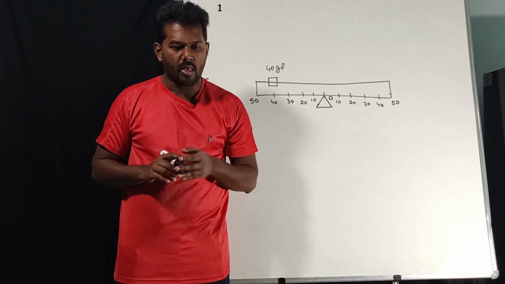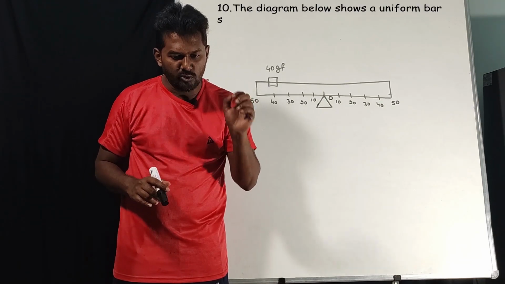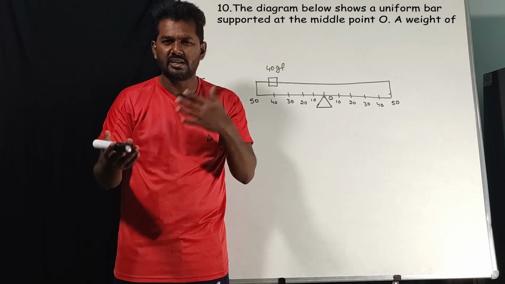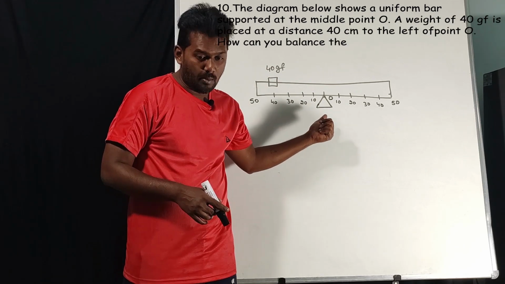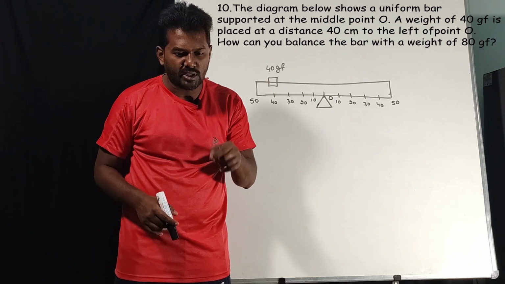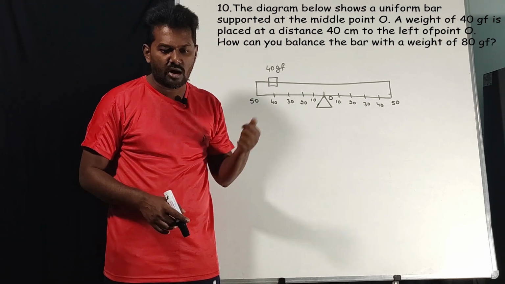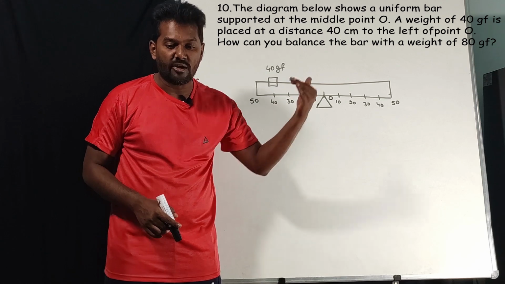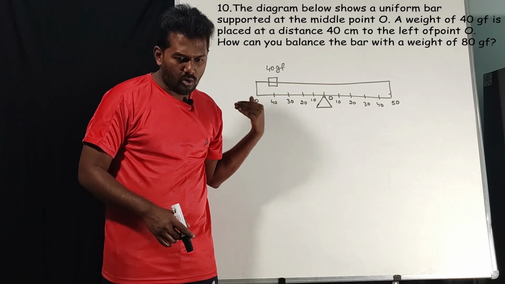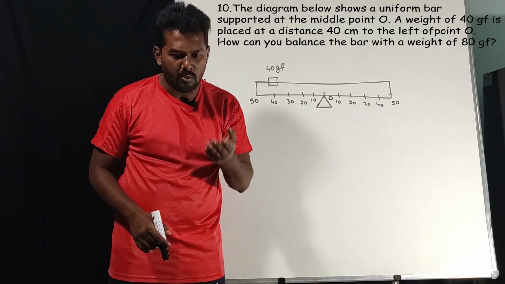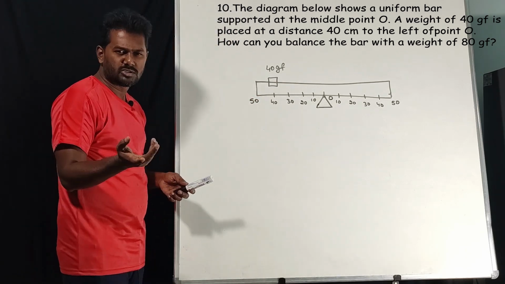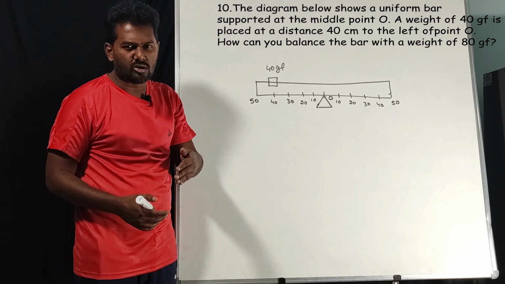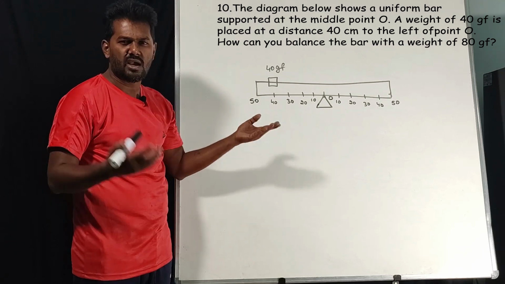Question number 10. The diagram below shows a uniform bar. Whether it is a meter scale or a bar, anything is fine. Supported at the middle point O, a weight of 40 GF is placed at a distance of 40 centimeter to the left of the point O. How can you balance the bar with the weight of 80 GF? So listen, very simple question. If you have understood question numbers 8 and 9, then this question is a piece of cake for you.